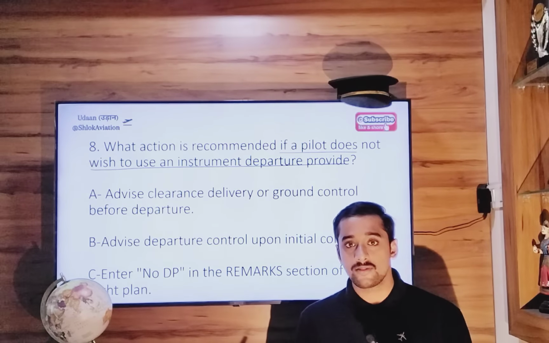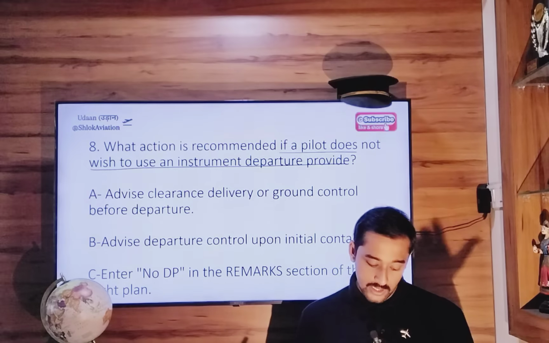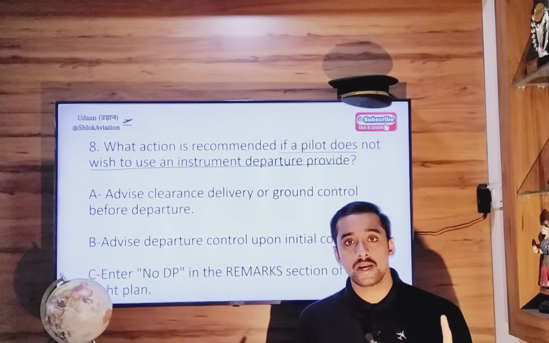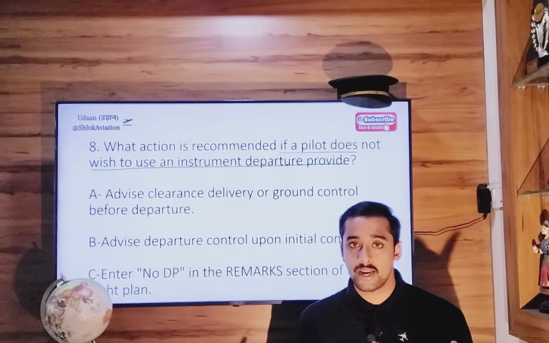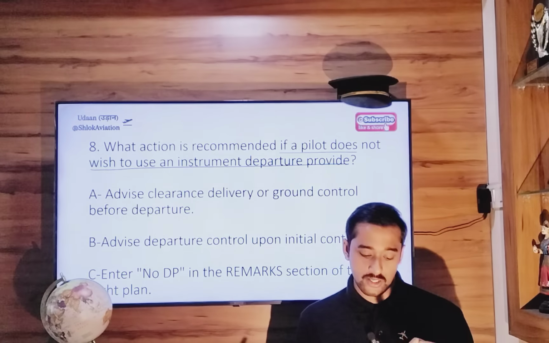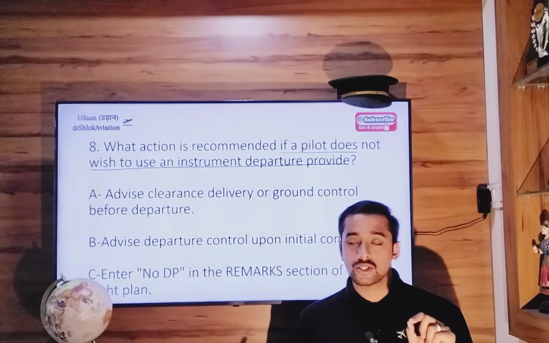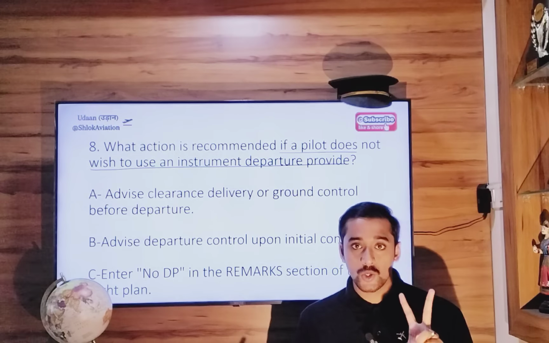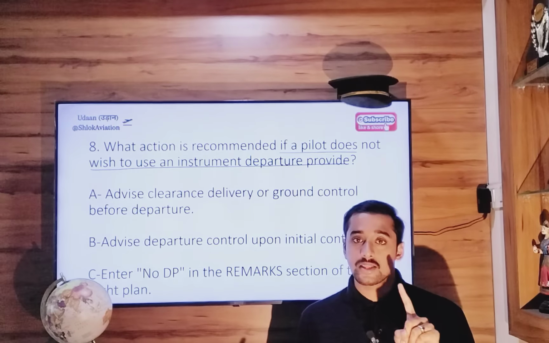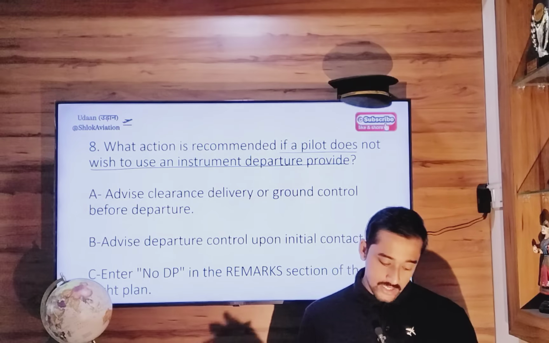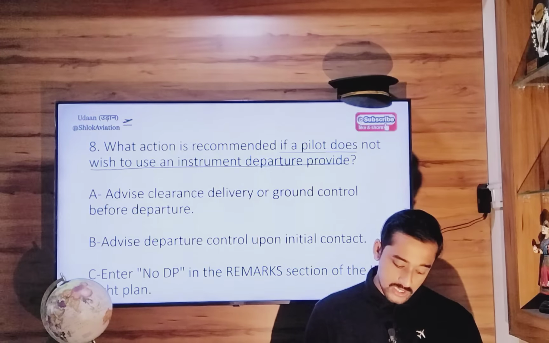And how does he achieve that? Or how does he make that happen? There are two ways. You can communicate to ATC from the cockpit, right? Radio telephony, or you can give this information that you do not wish to use an instrument departure procedure when you file your flight plan. So there are two ways. Out of these two ways, the second one, the latter one, the flight plan one, is a recommended practice. Okay. So the correct answer is option C.